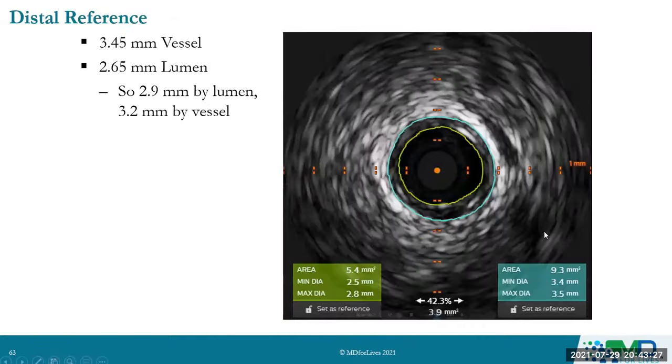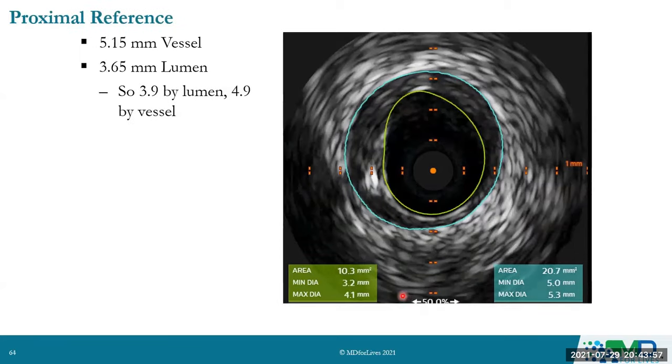So my measurement in the distal reference. As you can see in the bottom right panel, I found a spot with 42% plaque burden. Not perfect, but less than 50. The average diameter of the vessel was 3.45 millimeters. The average diameter of the lumen was 2.65 millimeters. Again, lumen plus a quarter, vessel minus a quarter, take the smaller of the two: 2.9 millimeters by the lumen, 3.2 millimeters by the vessel. I should have taken a 2.75, I used a 3.0.